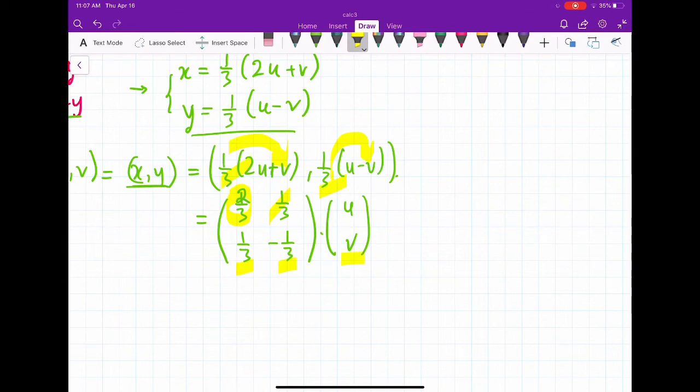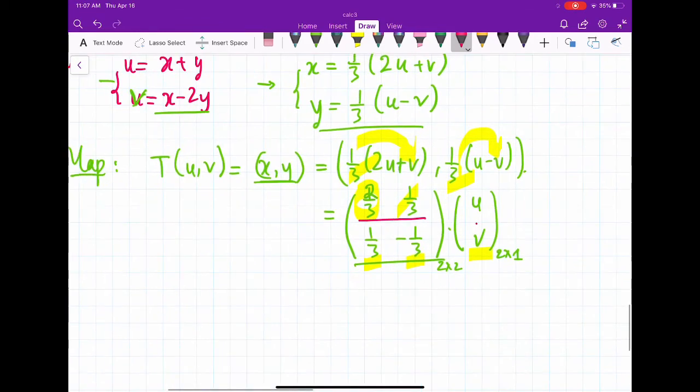So when you multiply this matrix 2 by 2 with this vector 2 by 1, you take the first row and consider the dot product of the first row with this column. Make sense? So you have what you need. This is the linear transformation we need.